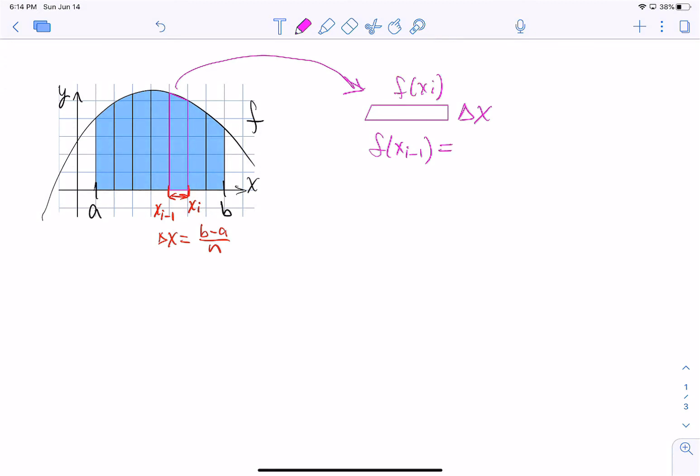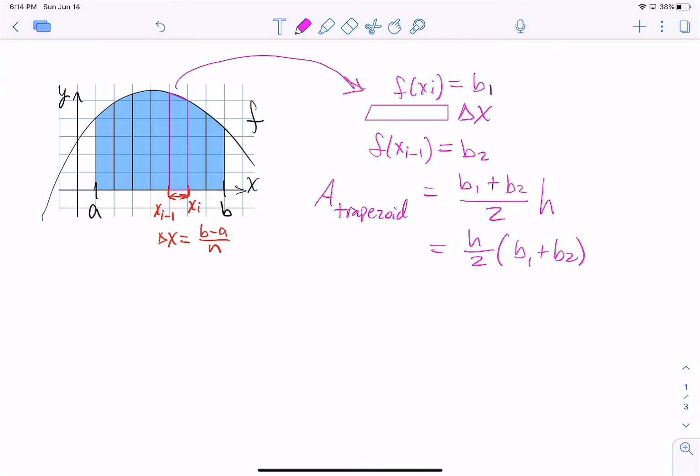Generally, we refer to the bases of a trapezoid as, say, B2 and B1. And with that notation, we would say that the area of a trapezoid is equal to the average of B1 and B2, so B1 plus B2 over 2 times the height, which is also sometimes written as h over 2 times the quantity of B1 plus B2.